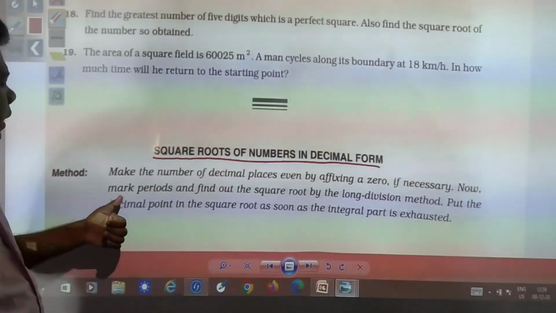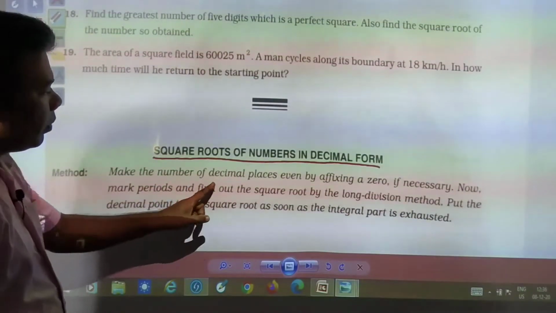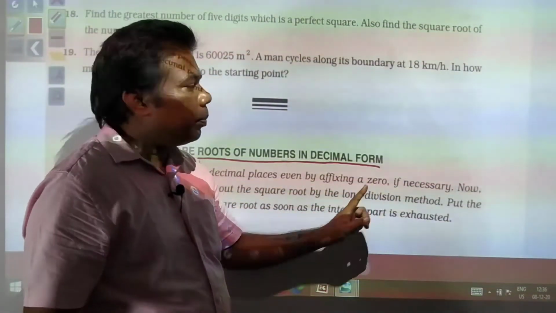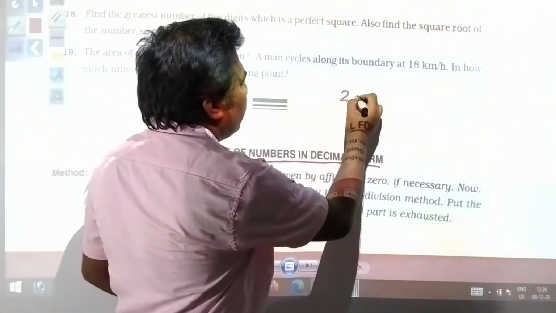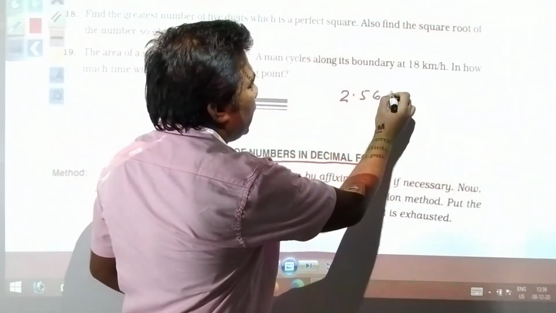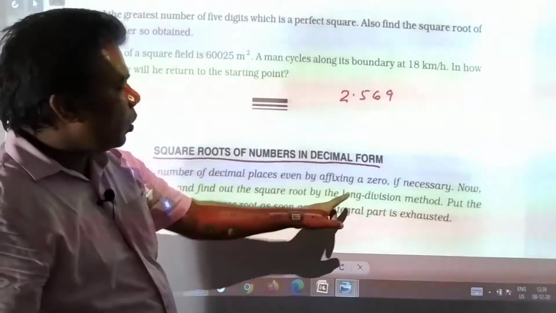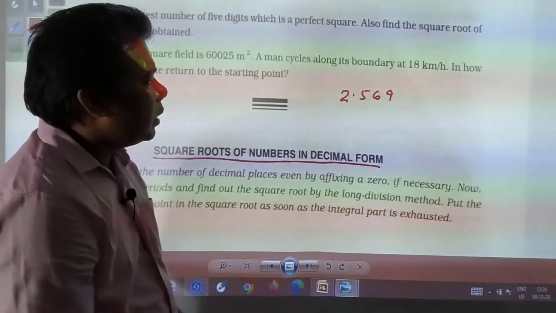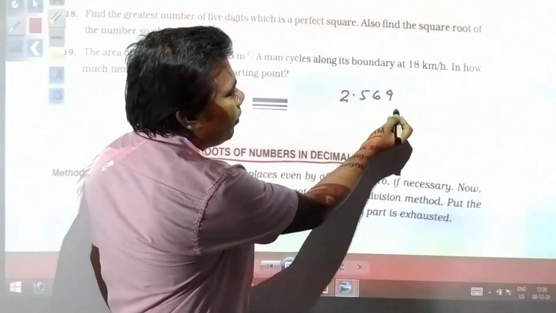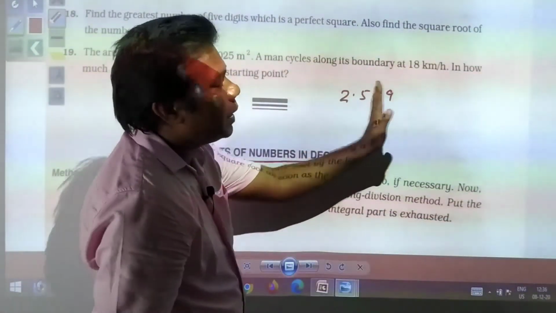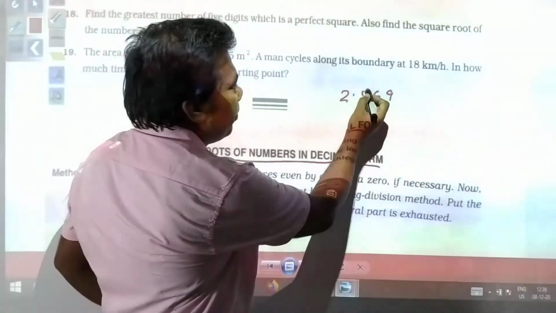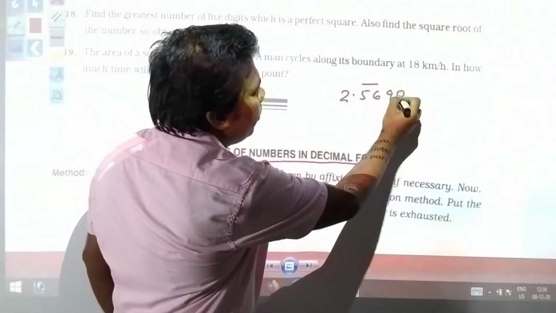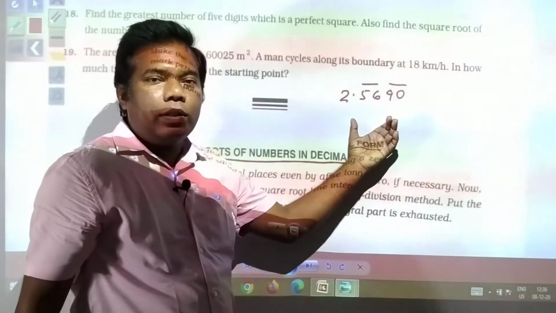What method is required to be applied? Make the number of decimal places even by affixing a 0. Suppose you have the number 2.569. What do we need to do? Make the number of decimal places even by affixing a 0. Here you don't have an even number, you have an odd number. So after the decimal you start pairing them. One pair you have got. For the next pair you need to put 0 by yourself. Like this it is required to be done.